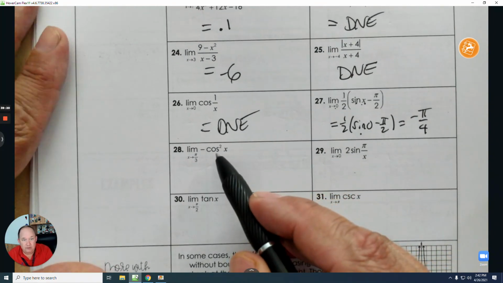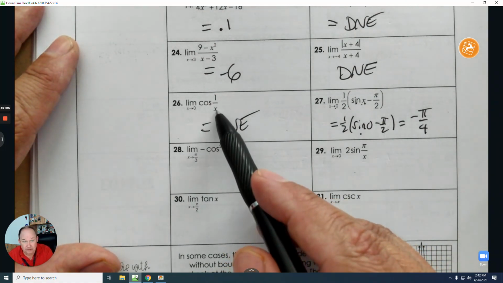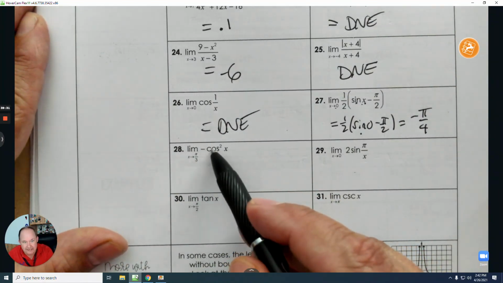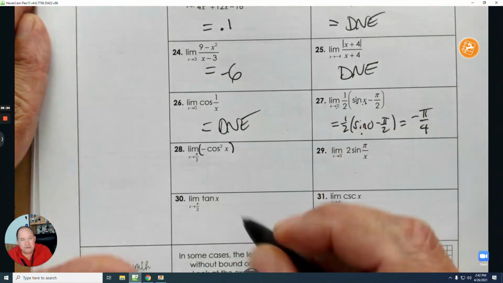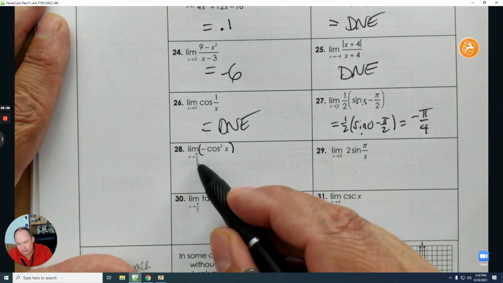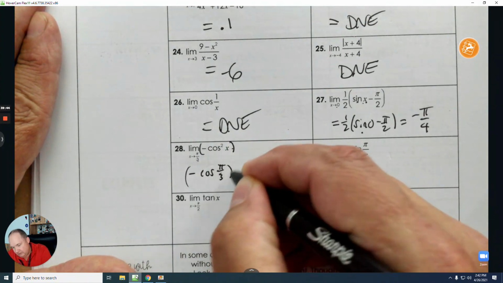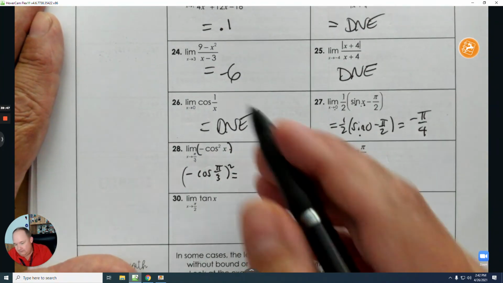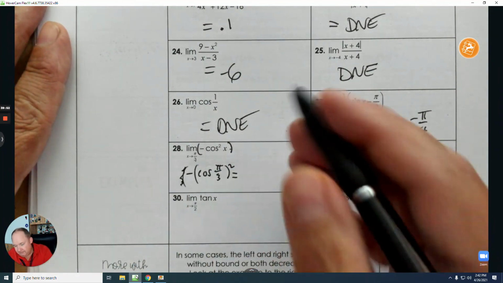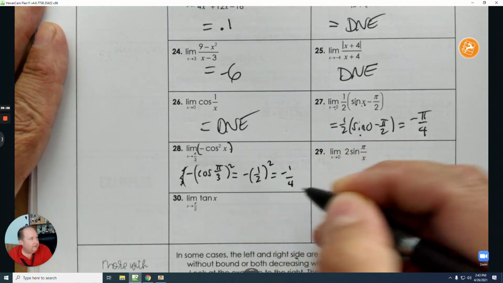So again, cosine is a continuous function here. There's nothing that would make it undefined. 0 here would make this undefined. That's why it oscillates like that. So the limit as x approaches negative, and really there should be parentheses around here. So you can see it's negative cosine squared x. Again, we're going to substitute pi/3 in because it's continuous. You can use a calculator. The value of cosine at pi/3 is 1/2. And then 1/2 squared, so the whole thing is -1/4.